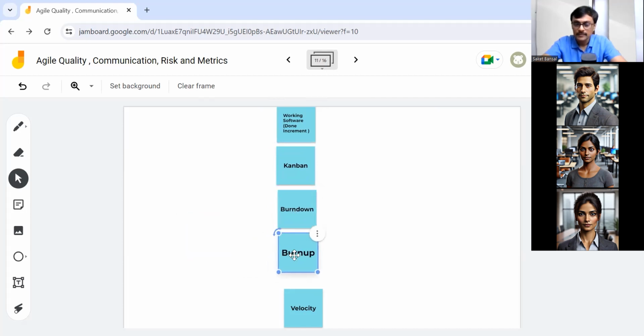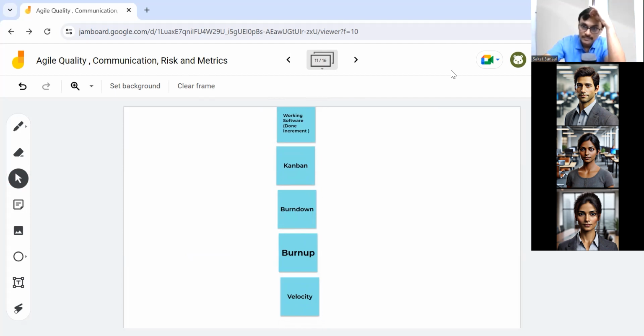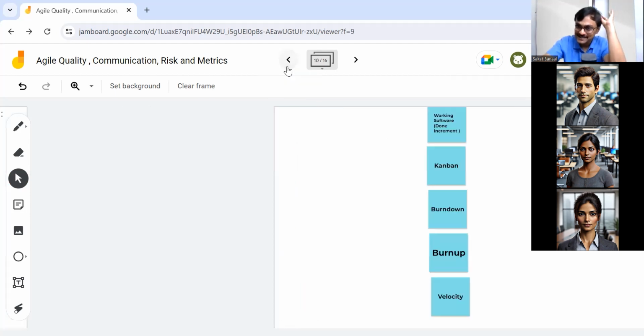Sir, I have not used the burn up or burn down chart till now, but what I understand from this session is that to prepare these charts, we need to complete our task management or the sprint, then only it can be done. Unless it is taken care of, it is not possible to prepare the charts.